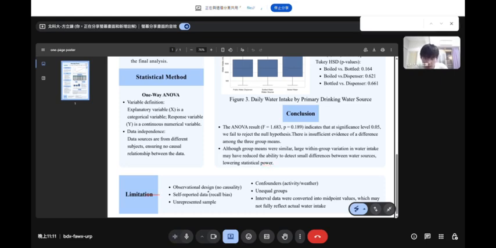Regarding the limitations, first, it's an observational study, so we cannot establish causality. Second, the self-reported data introduce potential recall bias. Third, we have an unrepresentative sample and unequal group sizes. Furthermore, we didn't account for confounders like weather or physical activity. Finally, converting interval data into midpoint values might not fully reflect actual water intake.